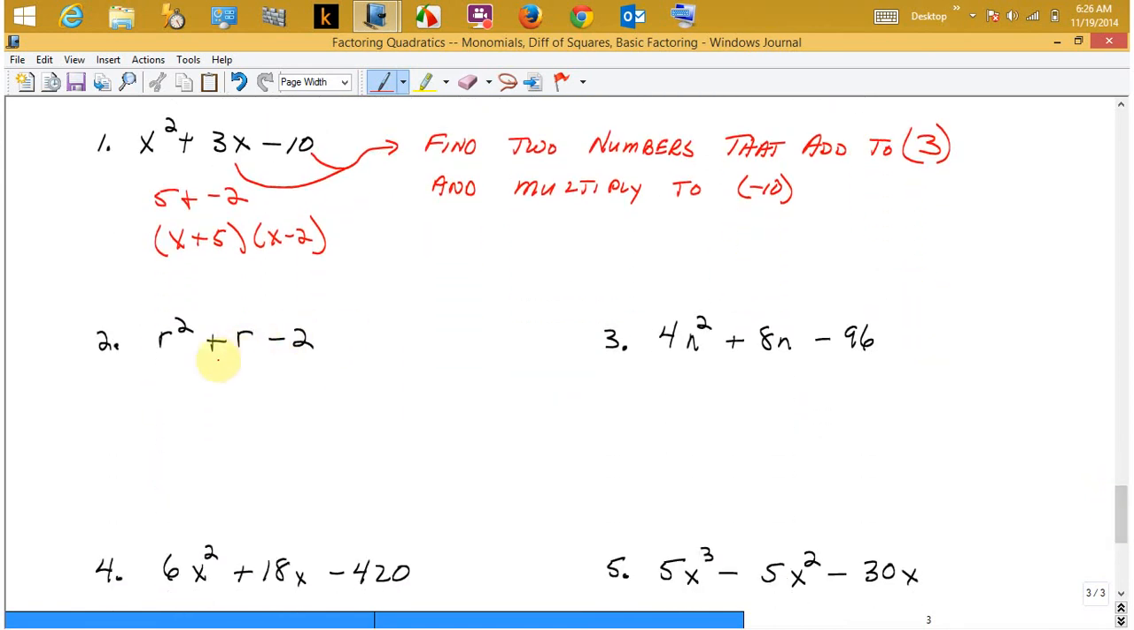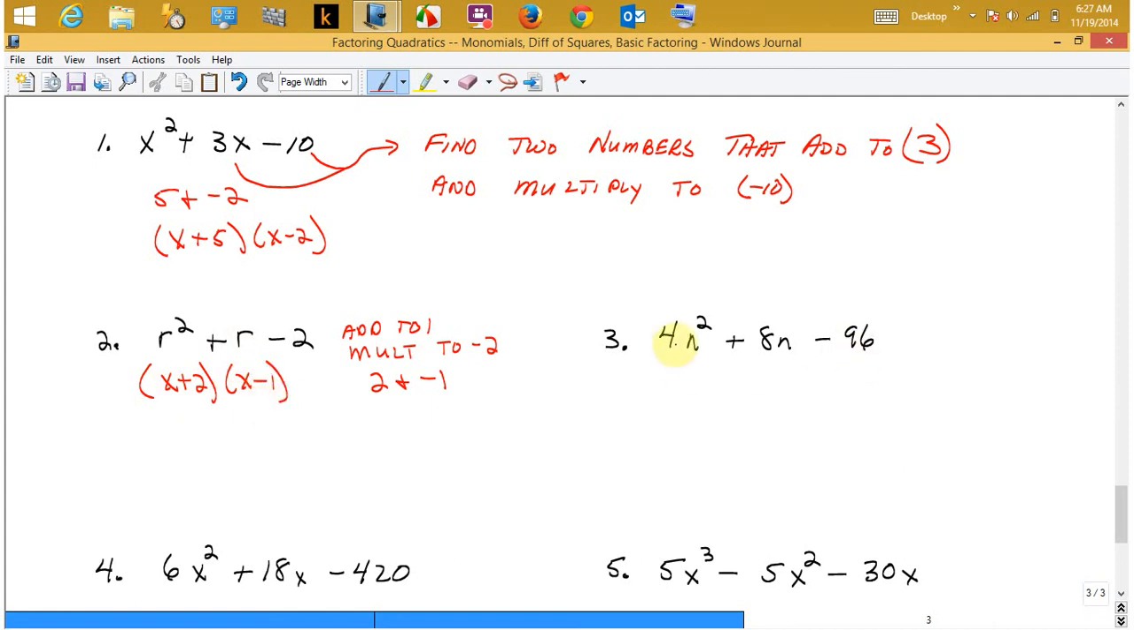I'm looking for two numbers that add together to give me 1 and multiply to negative 2. Okay, how about a negative 2? No, let's change that. 2 and a negative 1. 2 times a negative 1 is a negative 2. 2 plus a negative 1 is 1. So my factors are x plus 2, x minus 1.